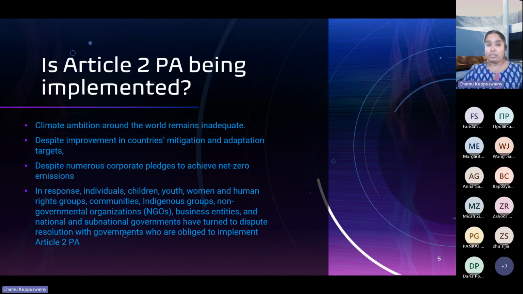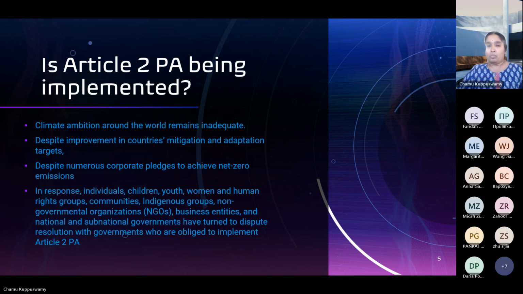We're not saying there have not been any improvements. Despite these improvements in countries' mitigation and adaptation targets, so despite their efforts under Article 4 and Article 7, it is still inadequate, despite numerous corporate pledges to achieve net zero emissions. The behavior of corporate organizations is what is mainly sought to be regulated under mitigation and adaptation plans. Those are the big wins that we can get. So these two actors, one is the big emitters, the corporate sector, and the second is the policies laid out by the public sector that will help shape the behavior of the corporate sector. Both have been making efforts, no doubt about it, but nevertheless, it still falls short.